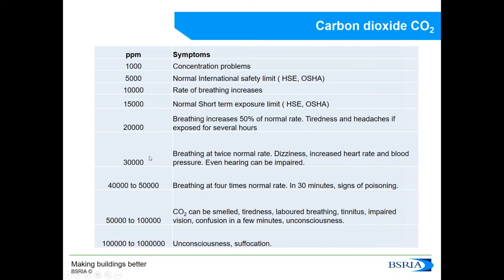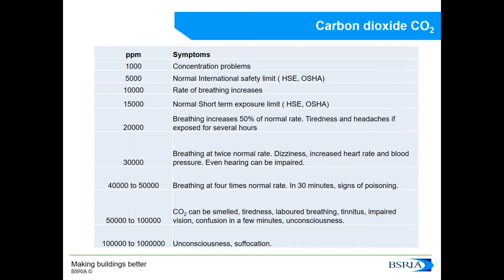And finally here, we can see a table of the effects that carbon dioxide has on our health. As I mentioned before, you have to have a really high level of CO2 to actually kill you, and the health and safety limit is actually 5,000 ppm.